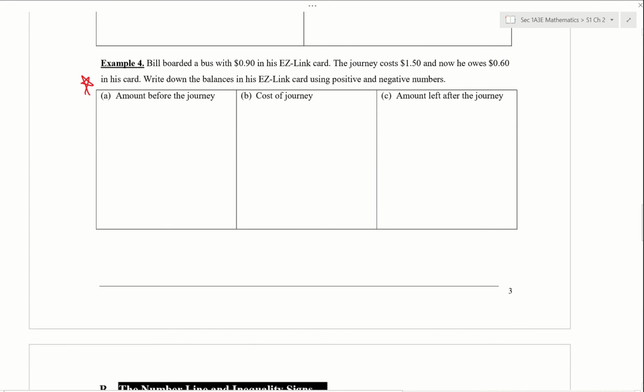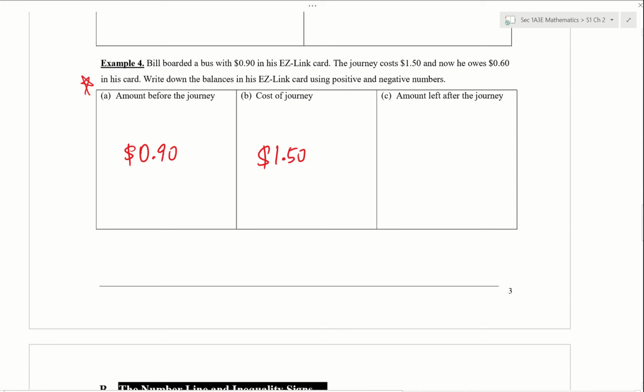Now let's do example number 4. Bill boarded the bus with 90 cents in his EZ-Link card. So the amount before the journey, we've got 90 cents. Then the journey cost $1.50. That is the cost. And now he owes 60 cents.